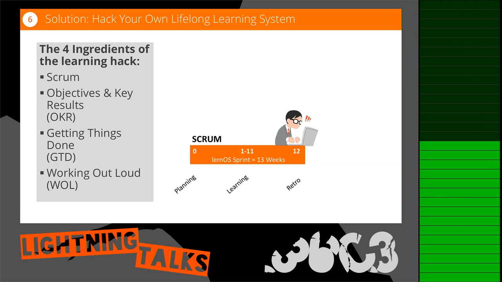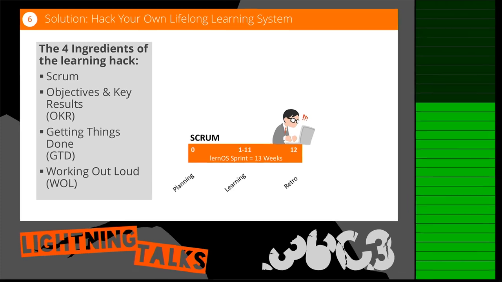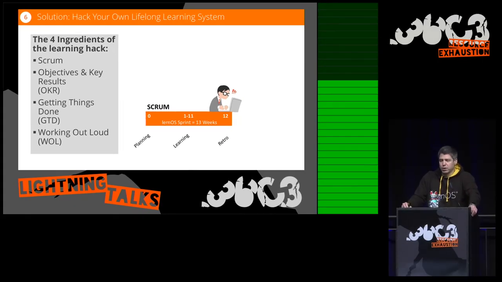which consists of four methods. One is Scrum, the agile project management approach. So one idea is to have so-called LernOS or learning sprints of 13 weeks to give yourself a cadence for your learning process. Think of it like having school years or half years in university or in school, where the education system or a teacher provides you with material and learning goals and a curriculum. If this formal education ends, then you have to do that on your own. So if you do four sprints a year with a classical planning, like planning of the goals, a learning process, and a retro at the end, you would do four learning sprints a year, for example. Of course, you can adapt it to your needs.